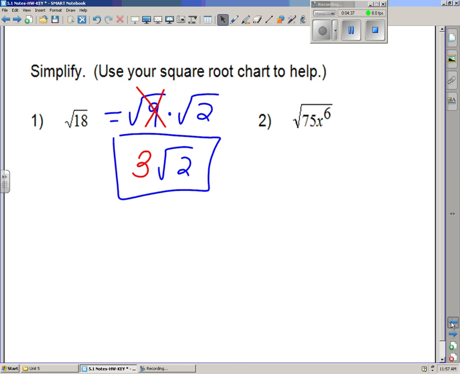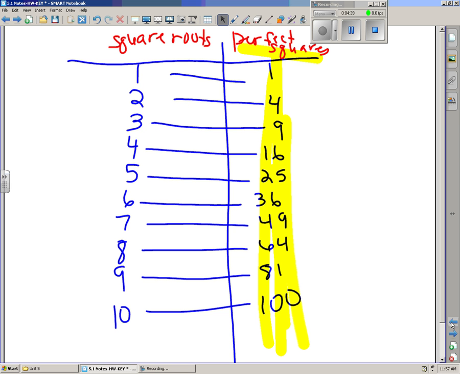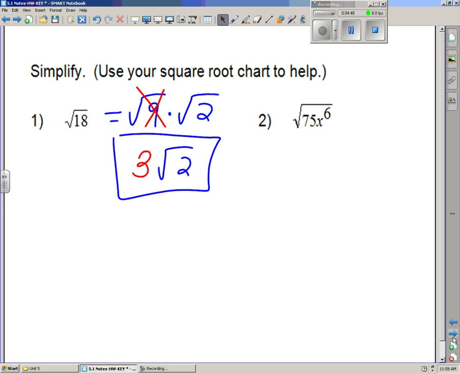75. Well, what's the largest perfect square that goes into 75? As you use your chart, you should see that it's 25. So 25 times 3 is 75. So then what you would have to do is make this into two separate radicals, the first radical being radical 25 times radical 3.